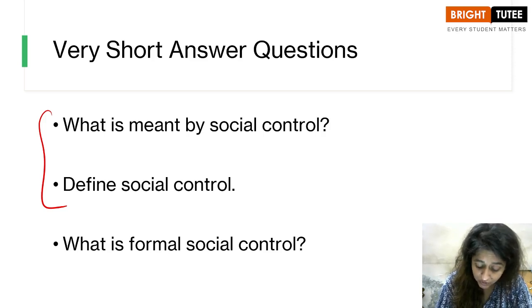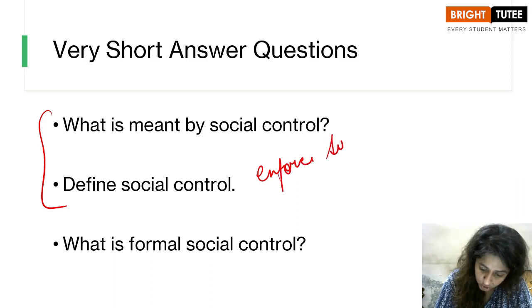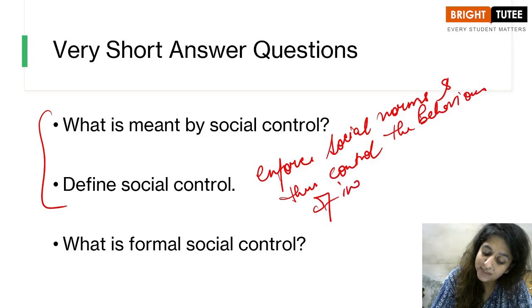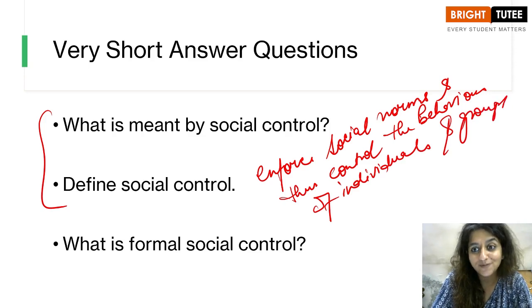It says that in day-to-day life, the behavior of individuals and groups is orderly because they accept and observe various practices and rules. Now, such acceptance and observance does not take place automatically. There is usually a need to enforce social norms and thus control the behavior of individuals and groups, which is known as social control.